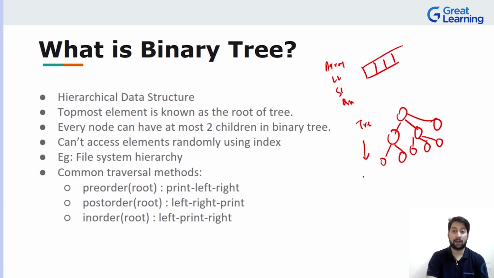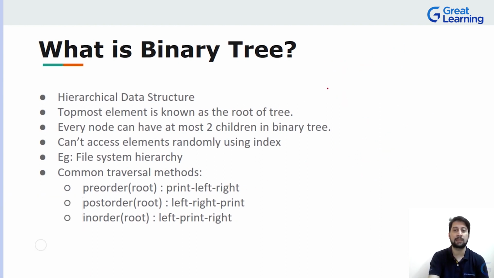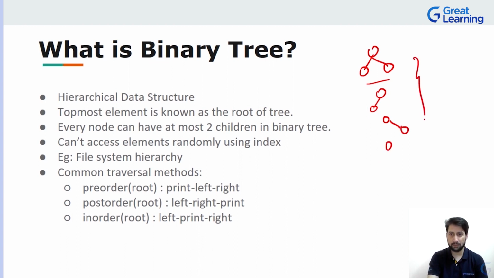But when you talk about a binary tree, therein you can have at most two children. That means if this is a node, it can have at most two children. It can have either a left child or a right child, or it can have no children at all. Okay, so this is a binary tree, and this is known as the root of the tree. That means the first node is known as the root of the tree, and you cannot access these nodes directly. Okay, so this is the whole structure of a binary tree.